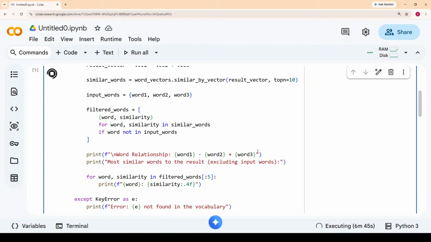What is the full form of NLP? NLP is natural language processing. It is a field of AI that enables computers to understand human language. It is very important, so that human language is understood by computers to perform further operations. For that, NLP is used.